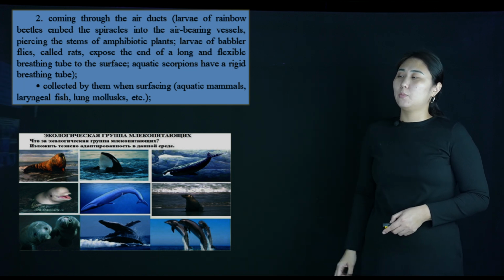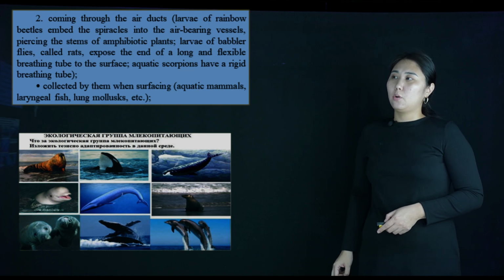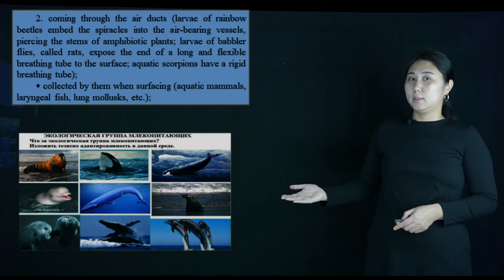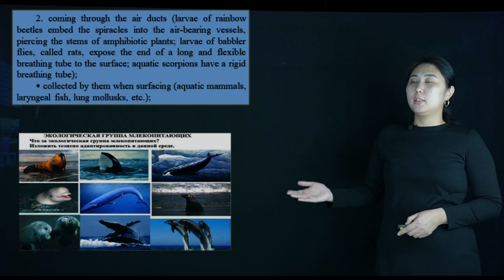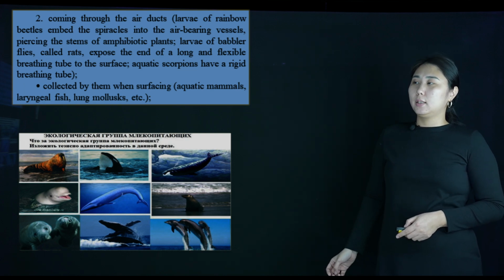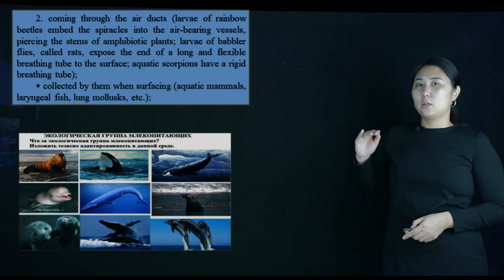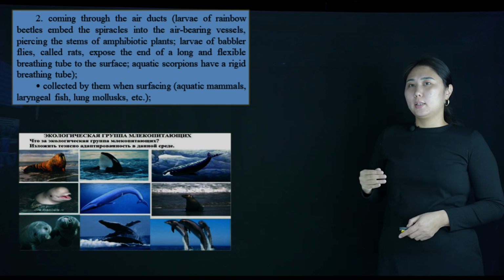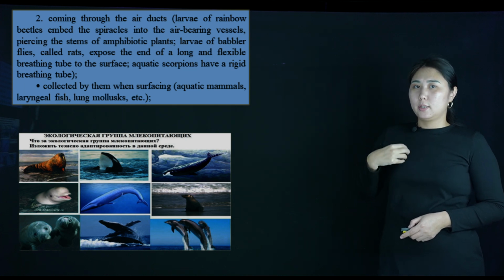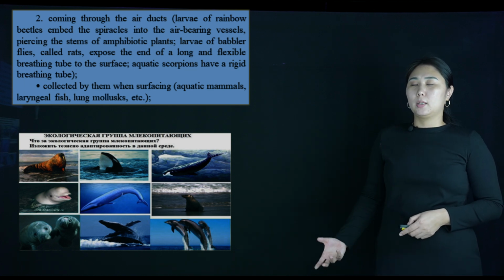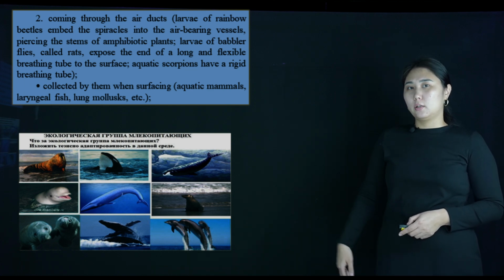The second type is coming through the air duct. In this picture, you can see the mammals, animals which live in the water. They collect oxygen when they are at the surface of the water. You can see the picture. When they are at the surface of the water, they can collect the oxygen in their lungs, and then they can live in the water. So they collect the oxygen in their organism.